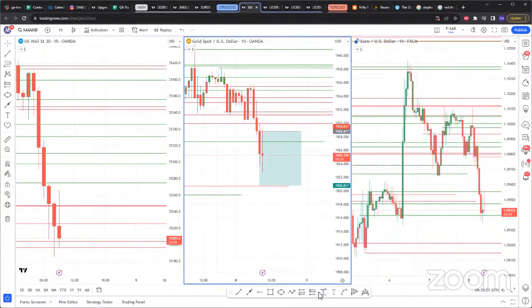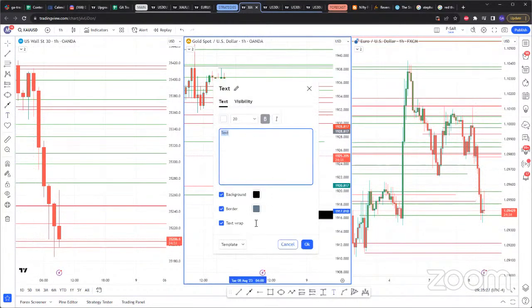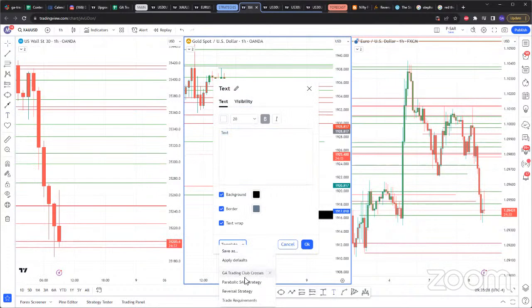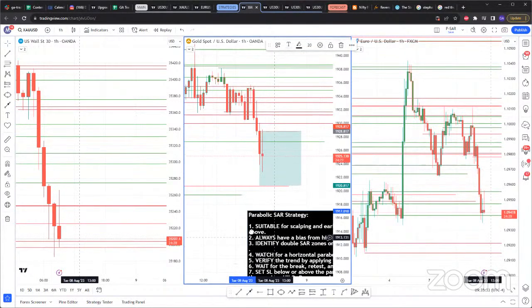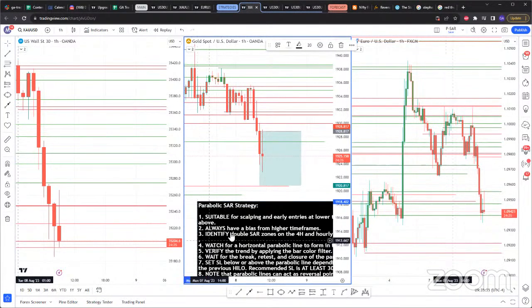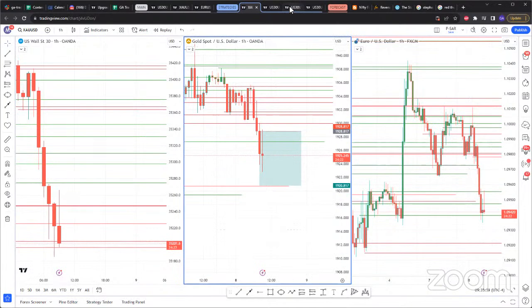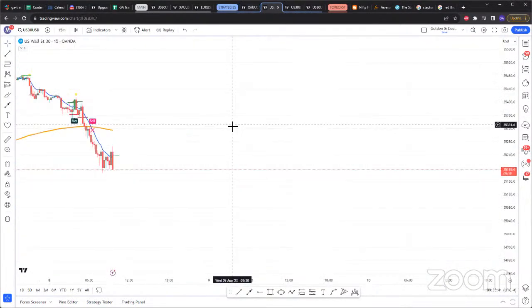Let me put that SAR strategy right here on the screen. But I got stopped out at break even. Let me put this right here on the screen. We might need to put it on another screen, so let me try and put it on a bigger screen.